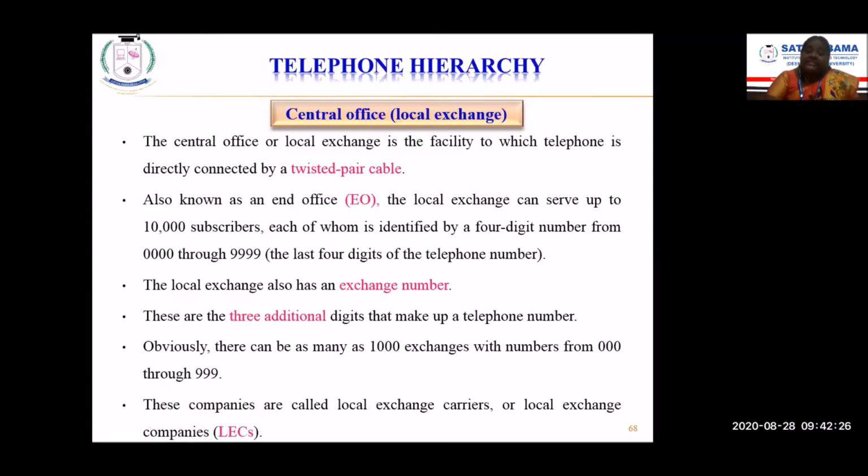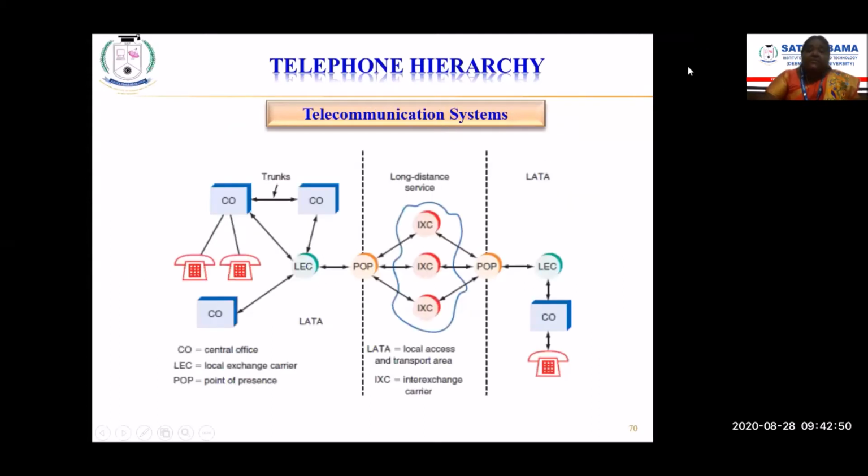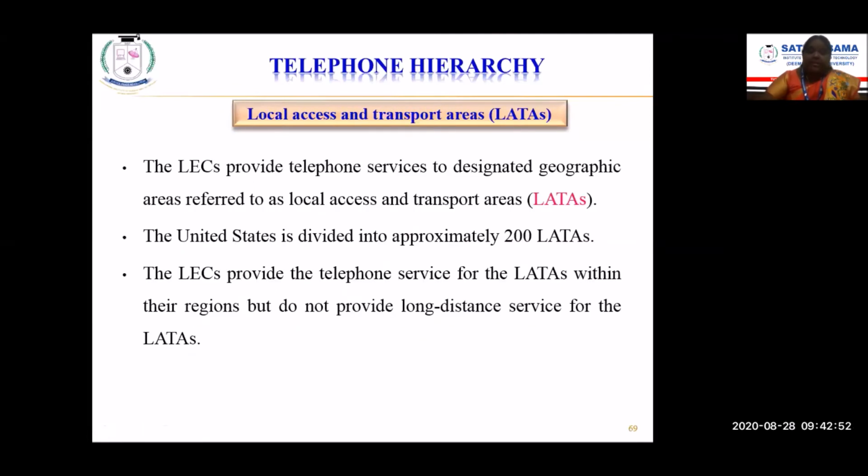So these companies which are providing the services are called local exchange carriers, or local exchange companies. So what are the functionalities of local exchange companies? They provide the local access transport area. They call this local access and transport areas. These local exchange companies provide telephone services designated by means of geographical locations, and they normally call it local access and transport areas.